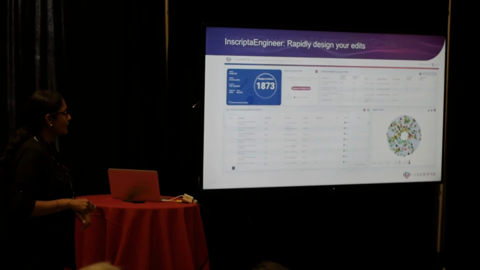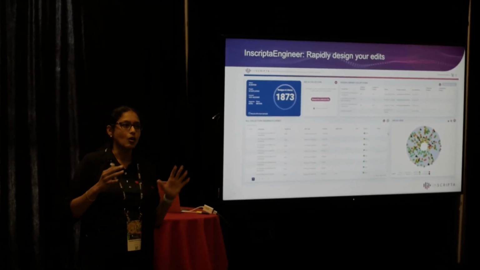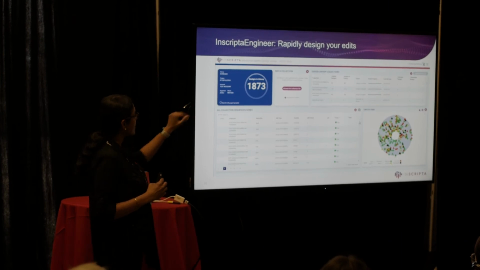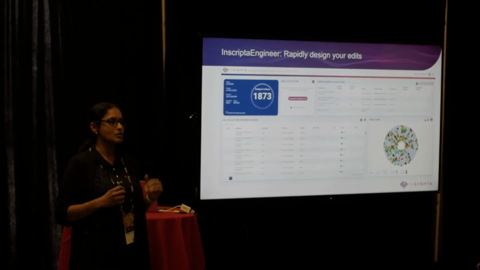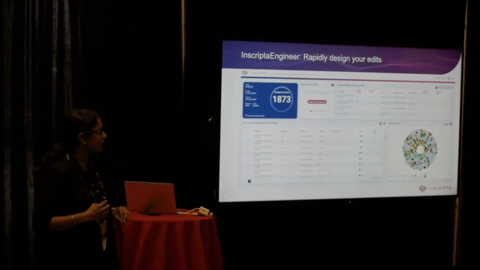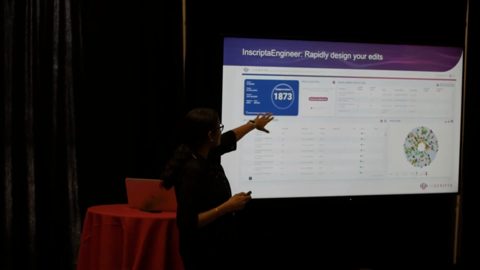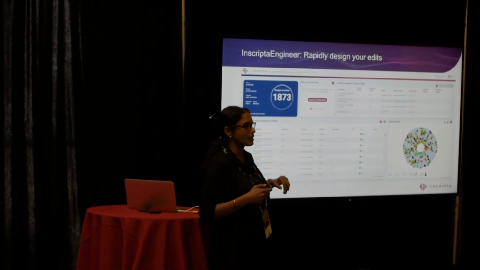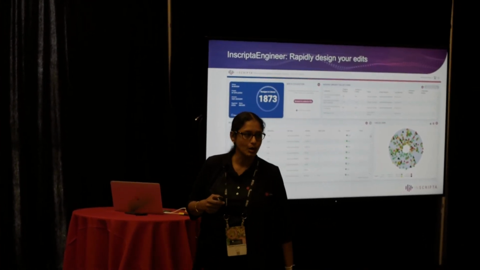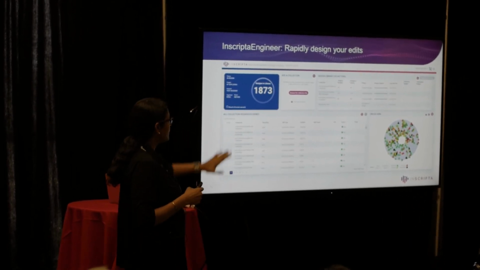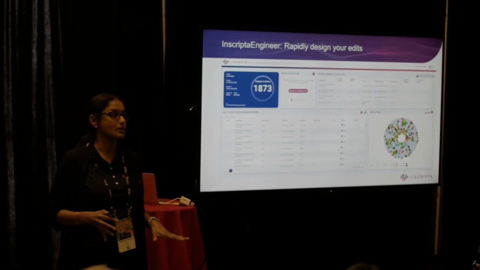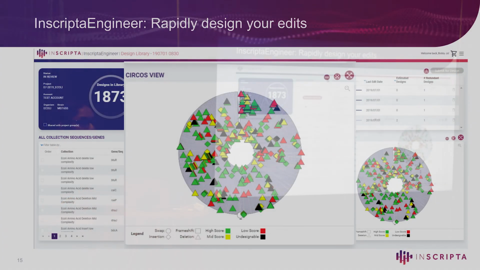So let's look at the individual components in some detail, and then I will tell you what powers all this behind. The starting point is Inscripta Engineer, which is a software portal that helps you design your edits very rapidly. So like I said before, what you see here is a library of about 1,800 designs in E. coli. And you can see that this is a Circos plot of the genome with multiple edit types mapped onto it. We have the ability, and if you want to know details about it, please come to our booth. We have a nice demo that we can show you of how the software works.